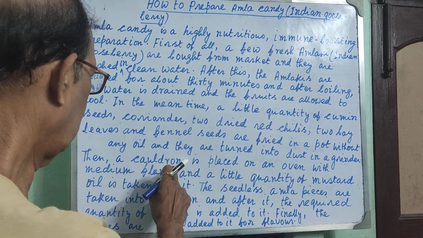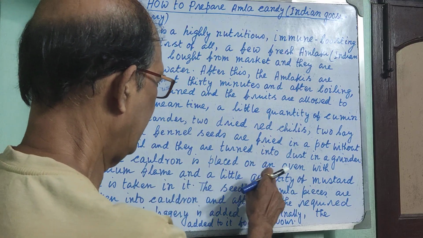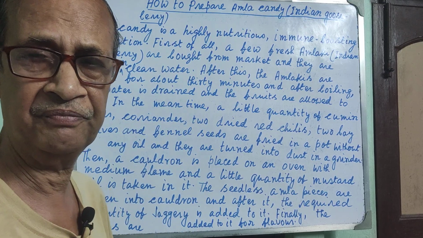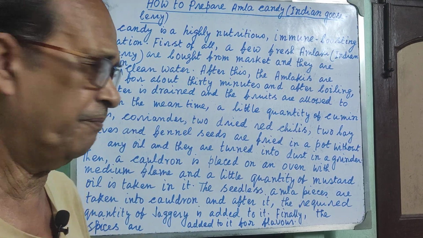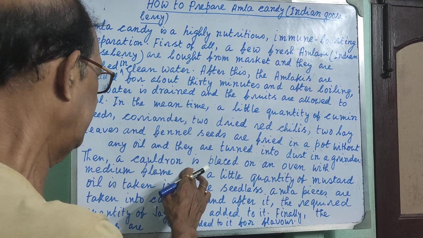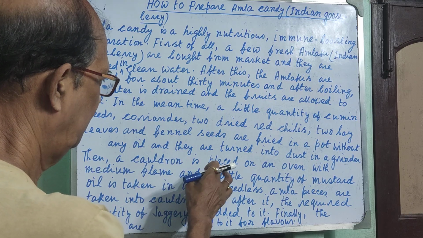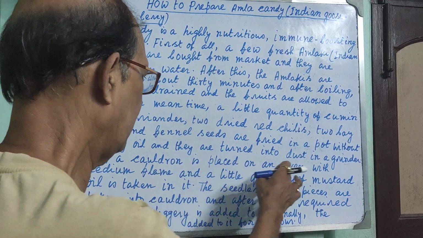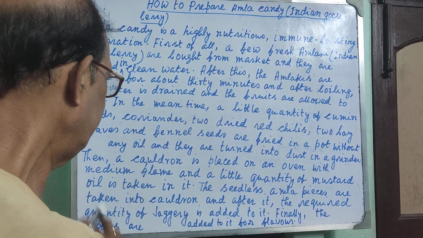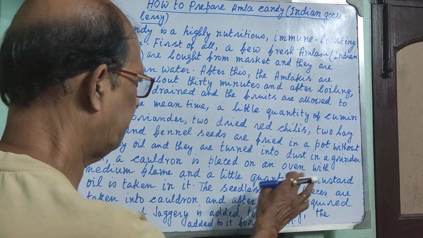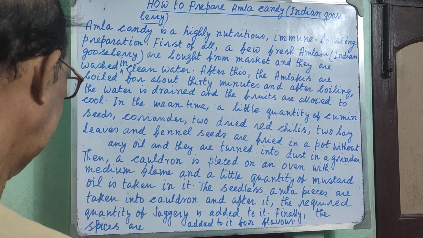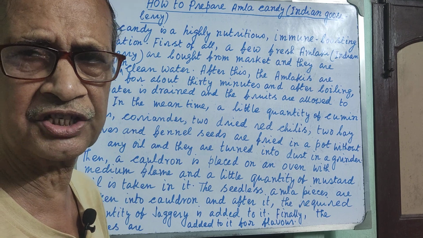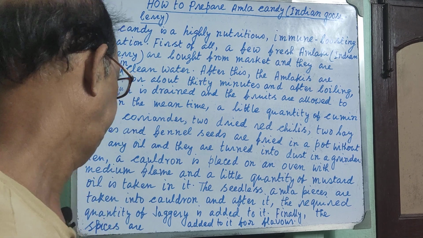Then a cauldron is placed on an oven with medium flame, not high flame. With medium flame, a cauldron is placed. You see that it is the verb and the past participle form of the finite verb. Placed on an oven with medium flame, and a little quantity of mustard oil is taken in it.